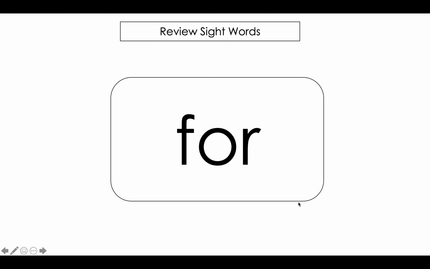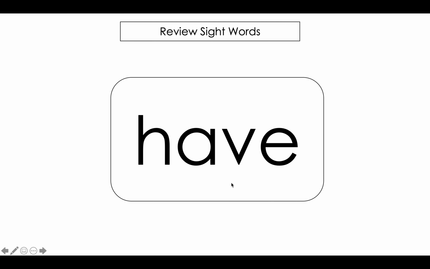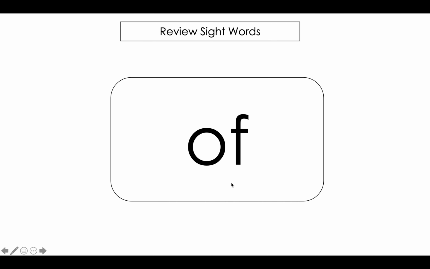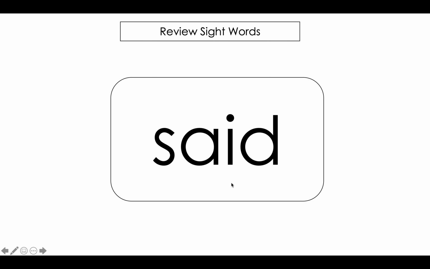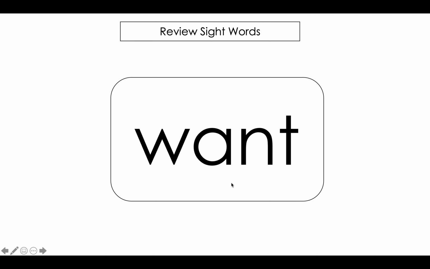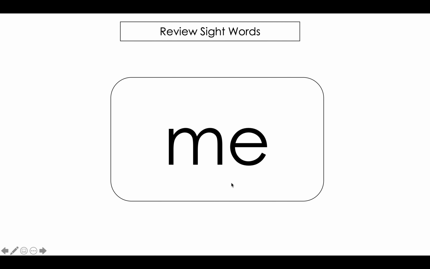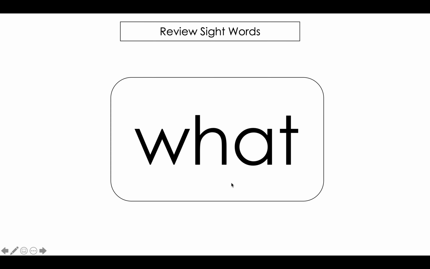Practice saying the sight words with me. Four, have, they, of, said, want, here, me, this, what.